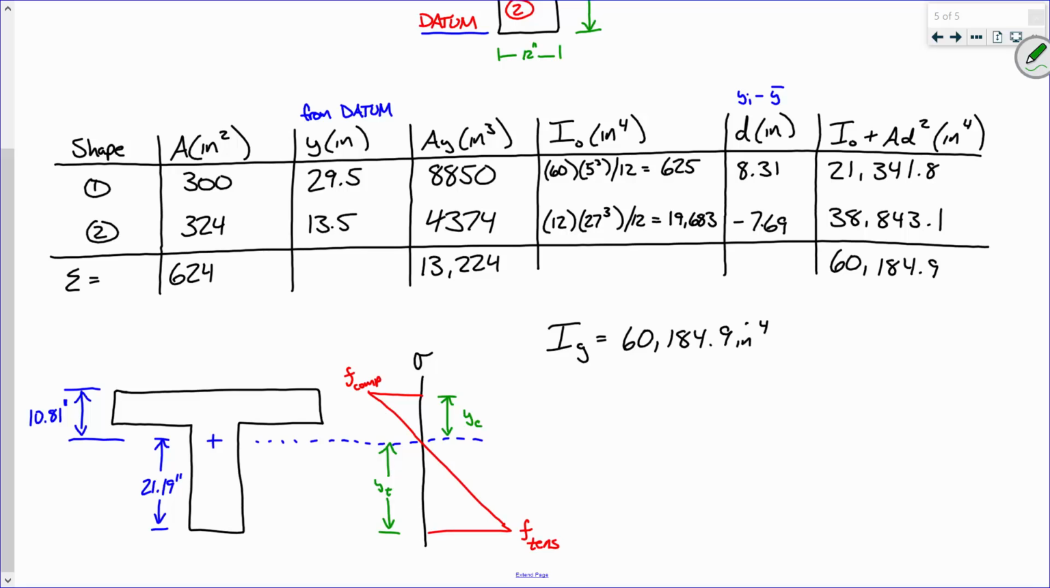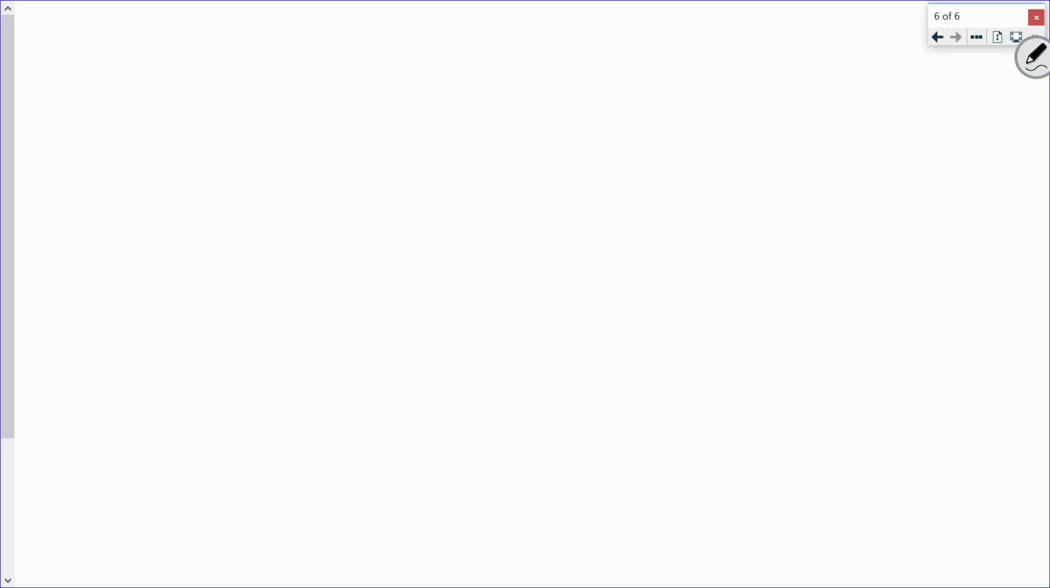Everybody okay so far? All right. So for this problem, y sub c is going to be 10.81. Y sub t is going to be 21.19. I'm going to use this to compute the compressive and tensile stresses that we're going to see in the section. Can I go ahead and move on to another panel?